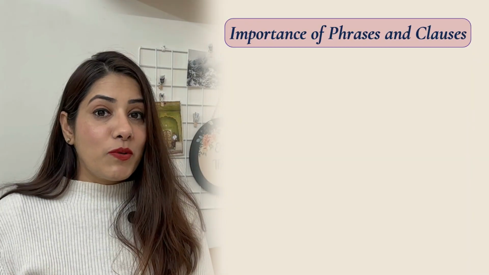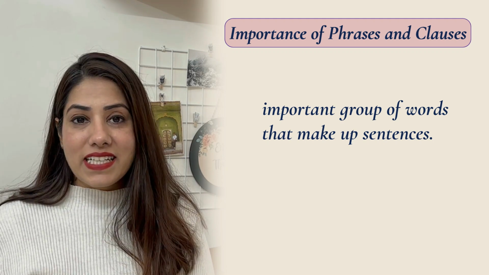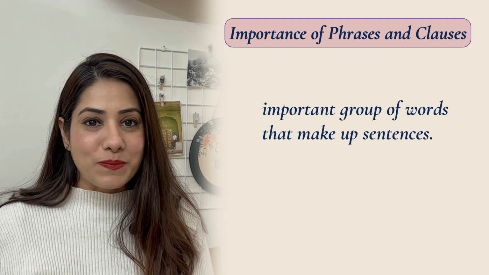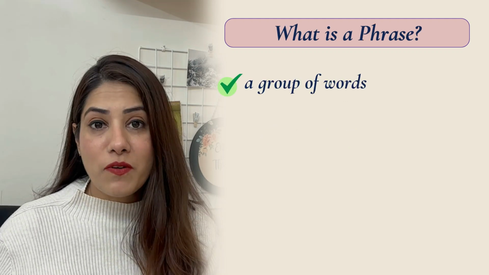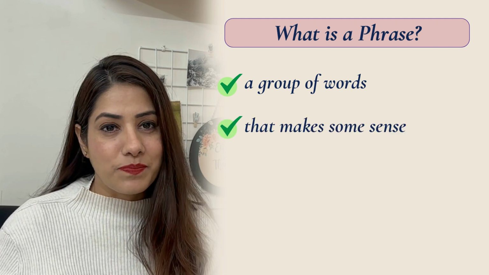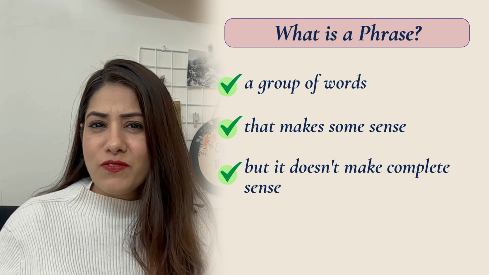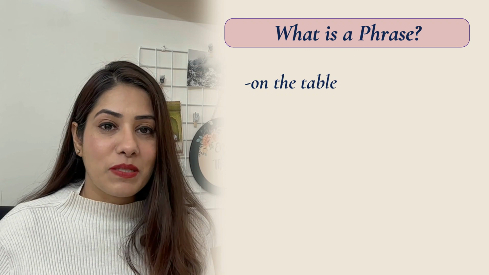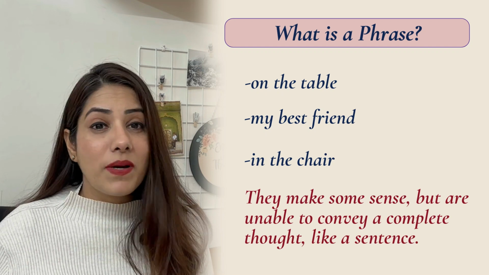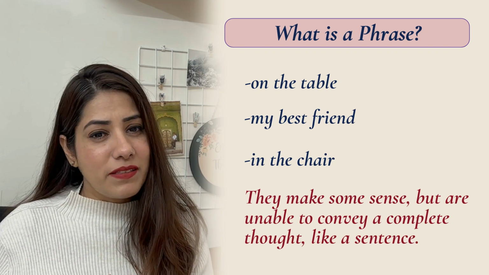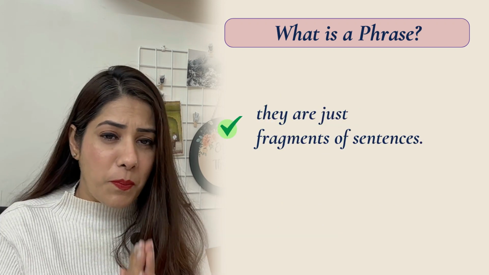Phrases and clauses are both important groups of words that make up sentences. In other words, a sentence is made up of phrases and clauses. What is a phrase? Consider a phrase as a group of words that make some sense, but doesn't make complete sense. When we say this group of words, they convey some sense to you, like on the table, my best friend, in the chair. So they make some sense, but they are unable to convey any complete thought or idea as a sentence. So they are just a fragment, a part of a sentence.